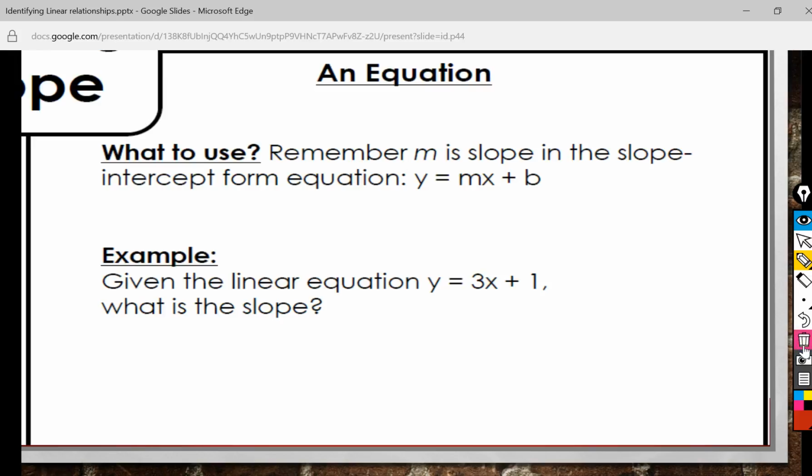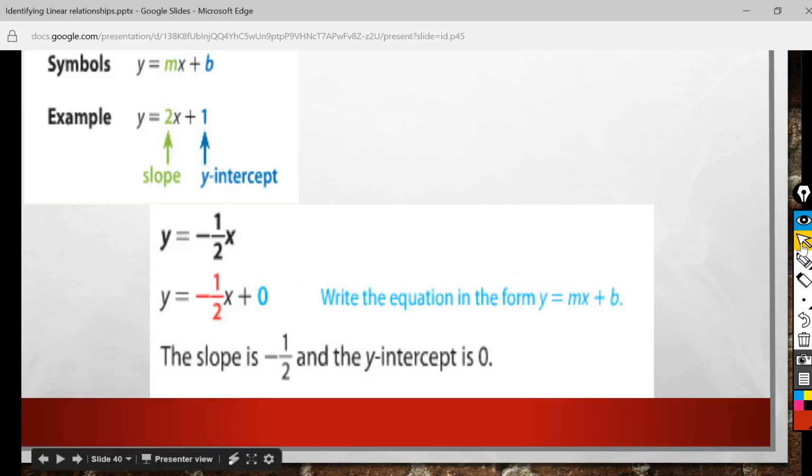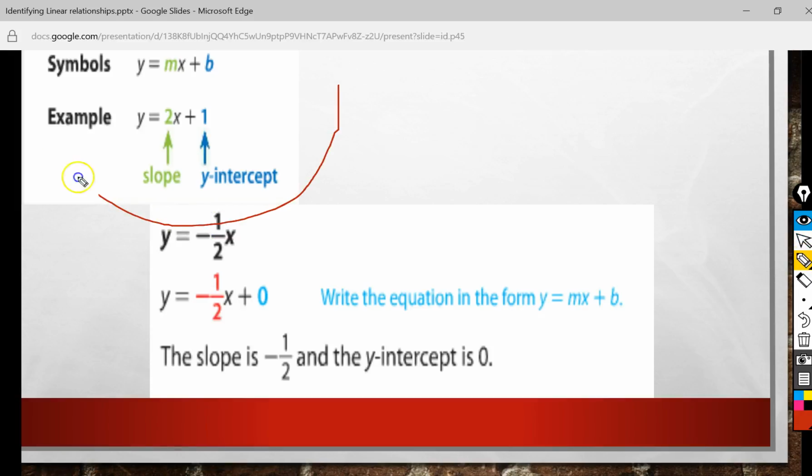And I do believe this is on the first homework I gave out as well. So let's go to the next slide. Just more of the same. This is just a reminder up here on what means what, and then this is the actual example down here.